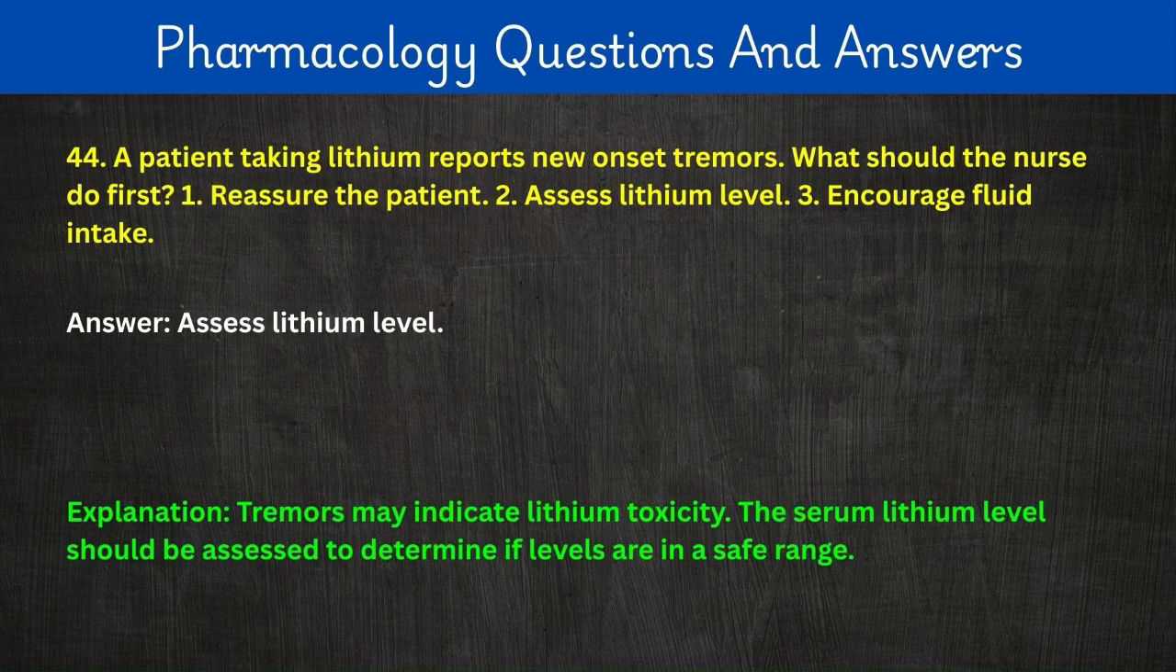44. A patient taking lithium reports new onset tremors. What should the nurse do first? 1. Reassure the patient. 2. Assess lithium level. 3. Encourage fluid intake. Answer: assess lithium level. Explanation: tremors may indicate lithium toxicity. The serum lithium level should be assessed to determine if levels are in a safe range.